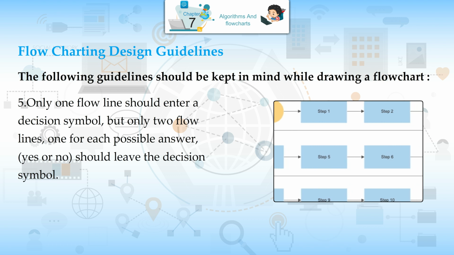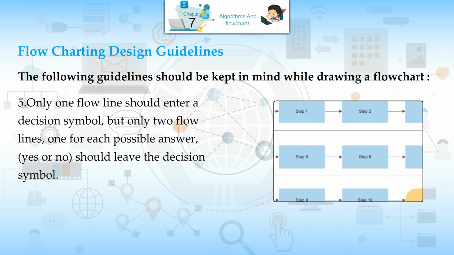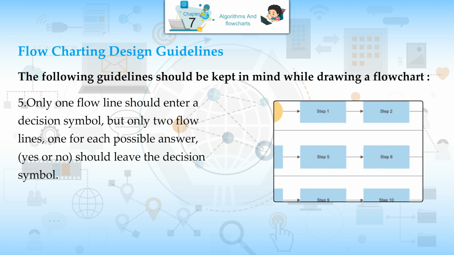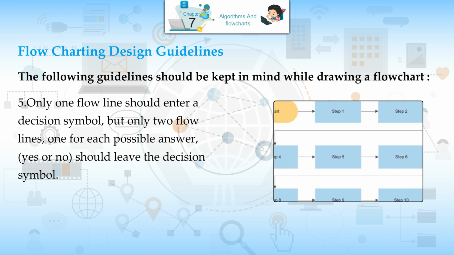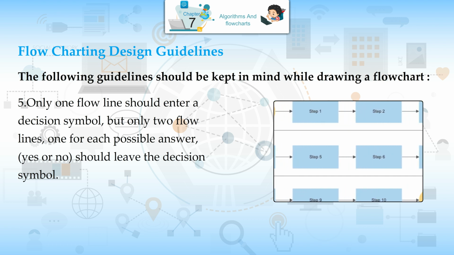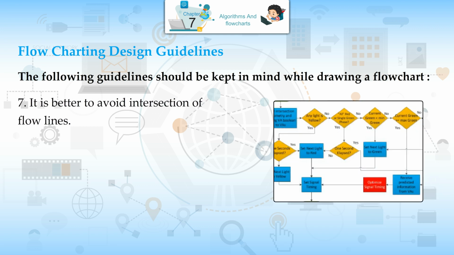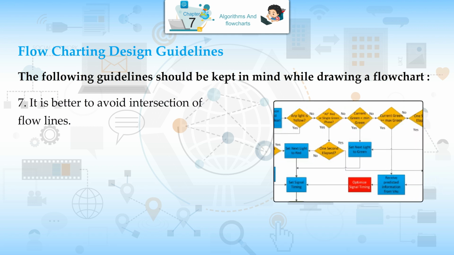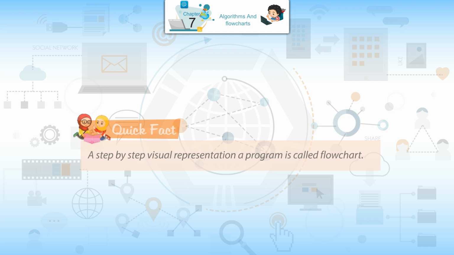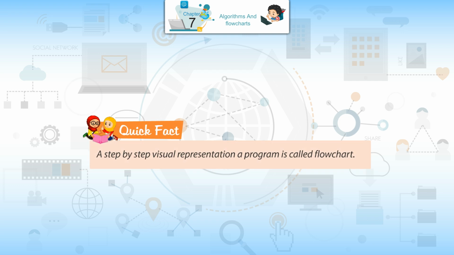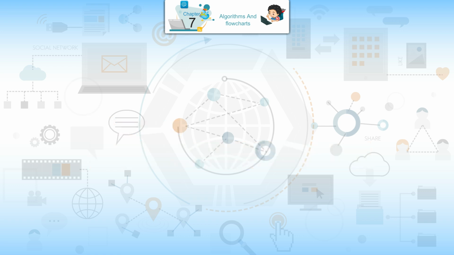5. Only one flow line should enter a decision symbol, but only two flow lines, one for each possible answer, yes or no, should leave the decision symbol. 6. If the flowchart becomes too complex, it is better to use connector symbols to reduce the number of flow lines. 7. It is better to avoid intersection of flow lines. Quick fact: a step-by-step visual representation of a program is called a flowchart.